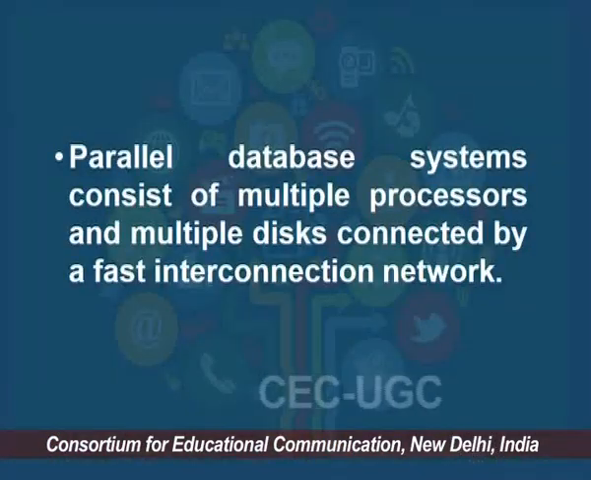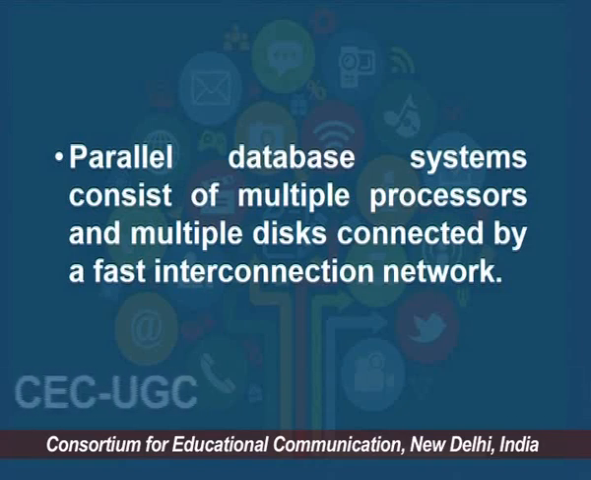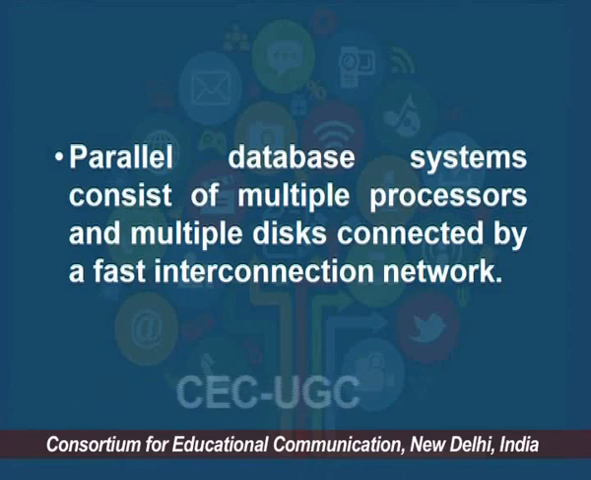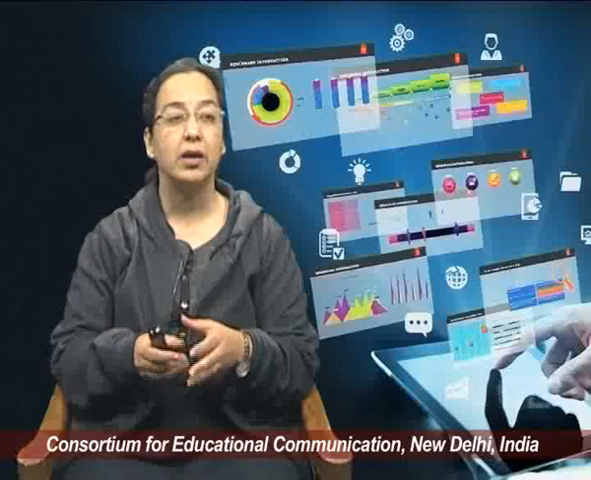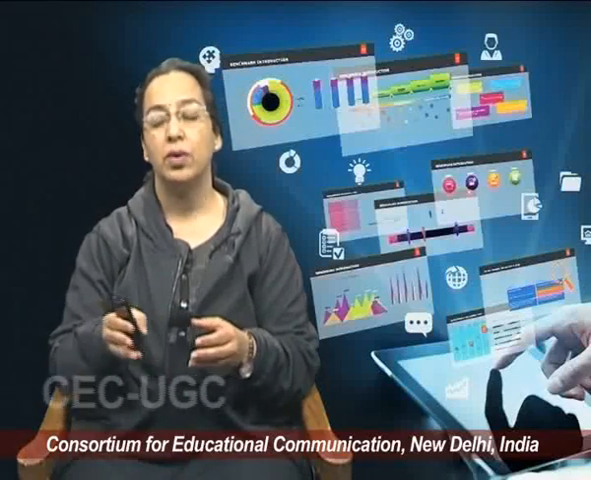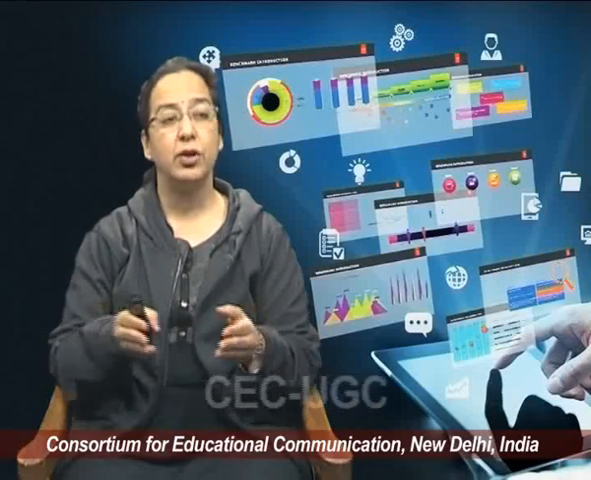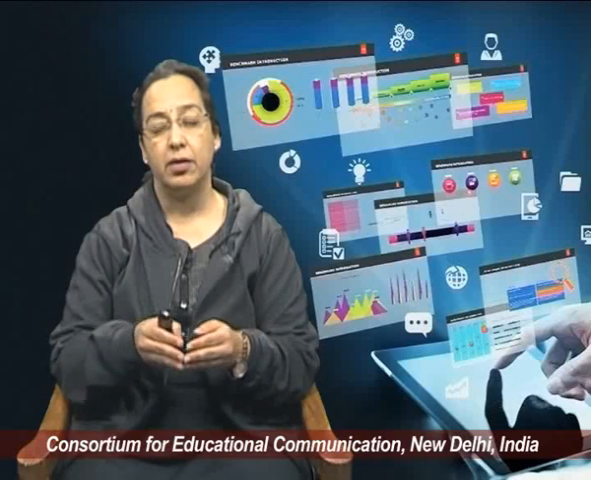Also, parallel database systems consist of multiple processors, as I have already told you, and multiple disks, and these multiple processors and multiple disks are connected by a fast interconnection network. And what could that interconnection network be? That entirely depends upon how geographically distant these machines are.